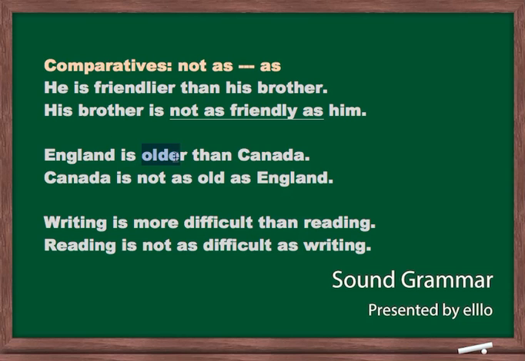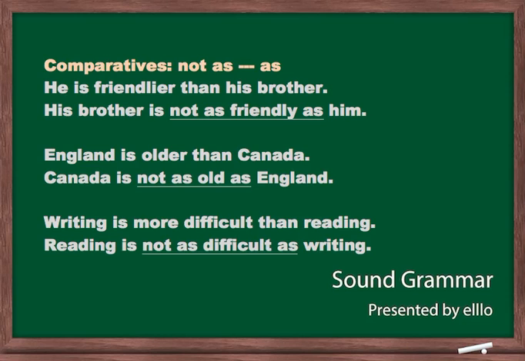Or we have older. England is older than Canada. That just means that Canada is not as old as England. Canada is not as old as England. Or here we have more difficult. Writing is more difficult than reading. Or we could say reading is not as difficult as writing.